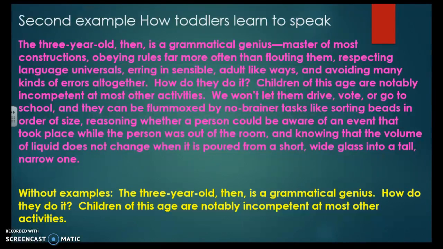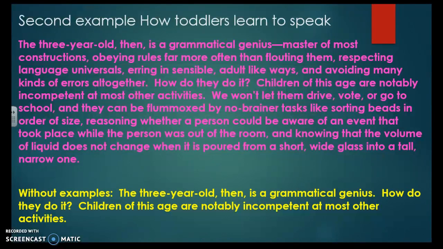Children of this age are notably incompetent at most other activities. We won't let them drive, vote, or go to school, and they can be flummoxed by no-brainer tasks like sorting beads in the order of size, reasoning whether a person could be aware of an event that took place while the person was out of the room, and knowing that the volume of liquid does not change when it is poured from a short, wide glass into a tall, narrow one.